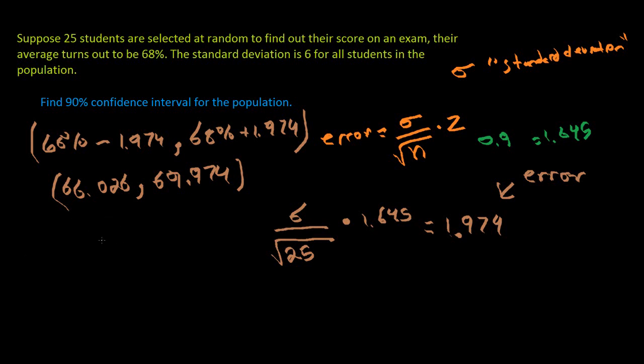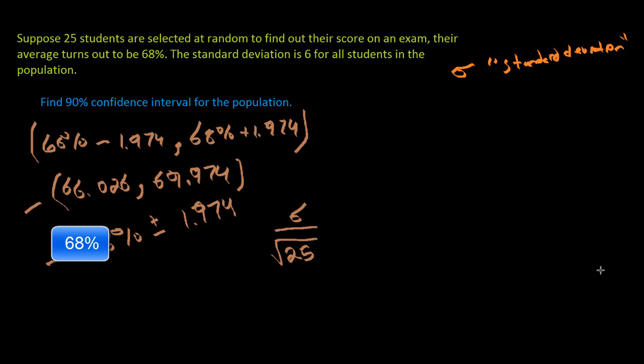So another way to write this is 66% plus or minus 1.974. These are two ways we can write the end answer for this problem. But if you want to answer it formally, which you might be asked on a test, you would have to answer it like so. Let me get rid of all that. Let me change color to blue.